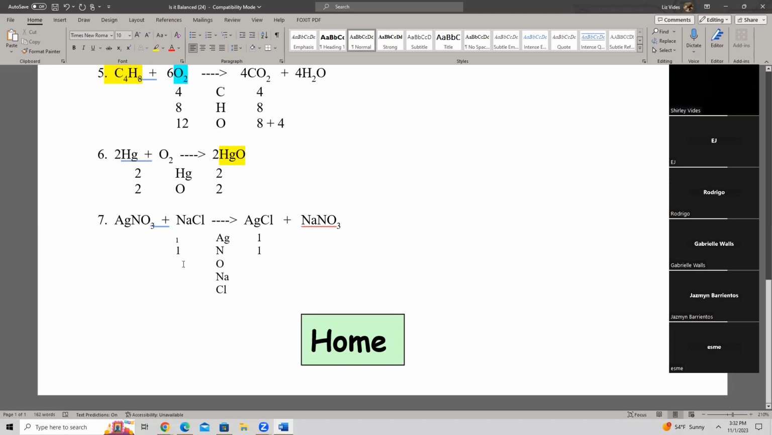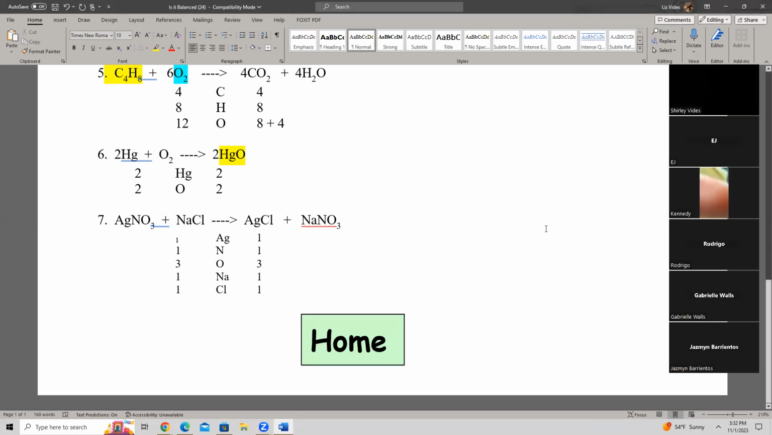We have 3 on this side on the oxygen and 3 on this side on the oxygen. We have a 1 on this side for the sodium and 1 on this side also. And the chlorine, we also have 1 and 1. And this right here is a balanced reaction. As you can see, it is already balanced.